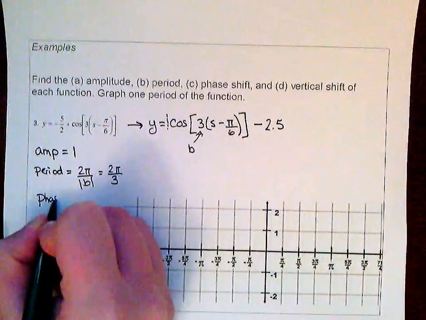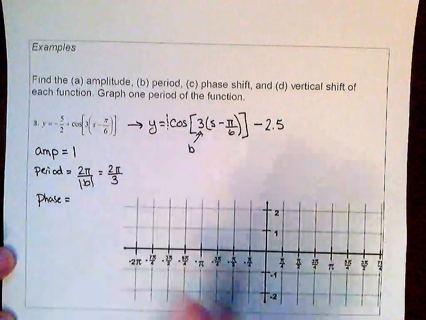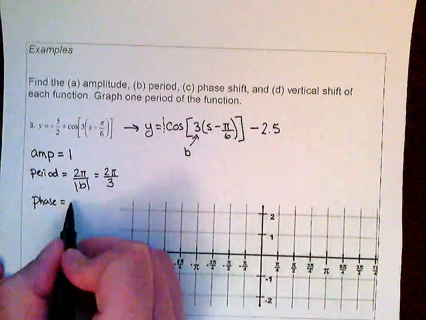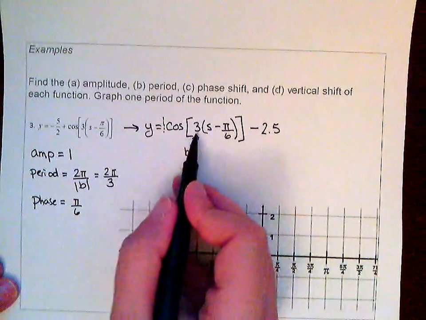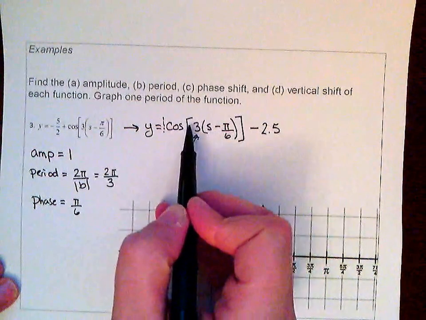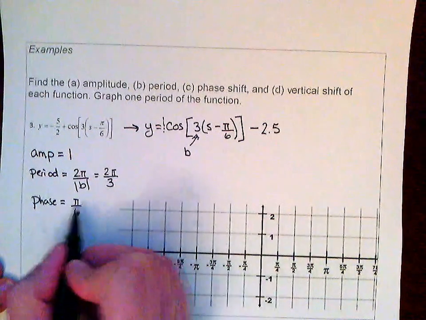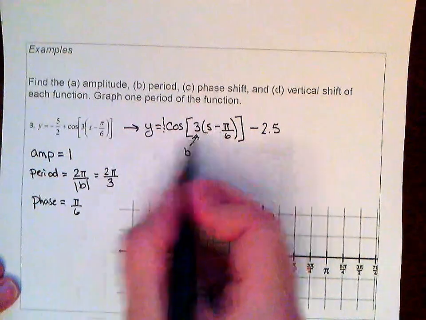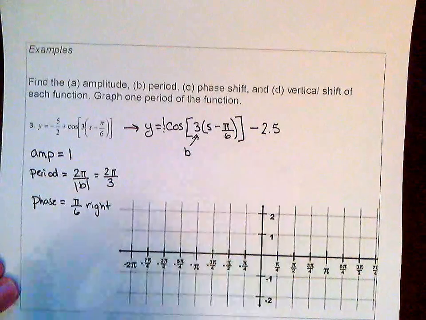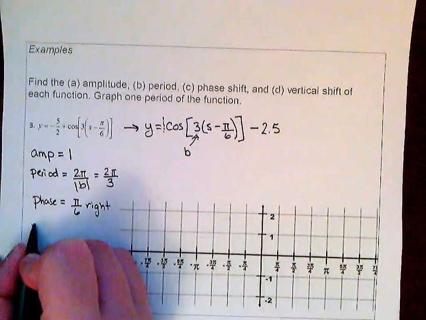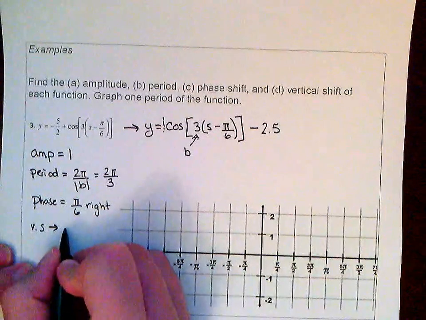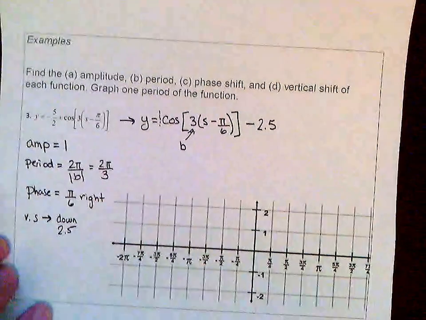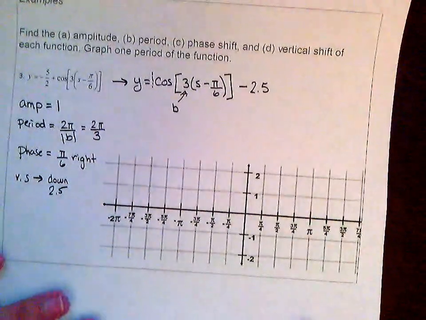All right, our phase shift. So in this case, usually what we do is we take our pi over 6 and we would divide it by whatever our b is, but our b has been already removed. So because it's been taken out, then our phase shift is just pi over 6 to the right because it's a negative here. And then our vertical shift is down 2.5. Alright, so again, this graph is going to look just a little bit funky.